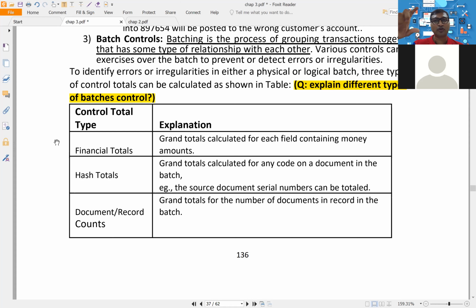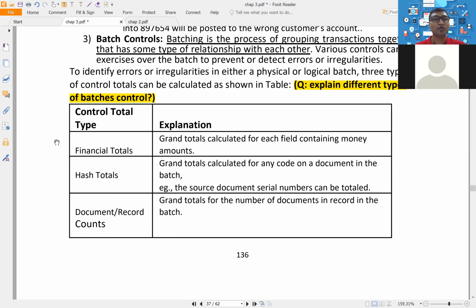Financial total is nothing but the total of financial amounts. Counting the number of documents in your batch will also help you find the frauds. And the most important: total of unusual numeric fields like invoice numbers, roll numbers, order numbers. They are numeric, so total them.